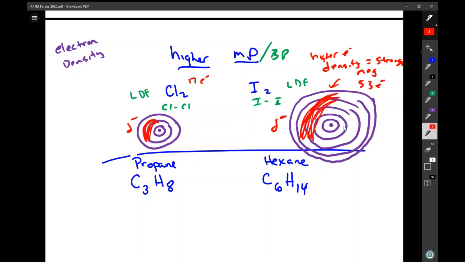So if they have the same intermolecular forces, the next step is you go by the size. But remember, the size just means greater or lesser electron density, not just because it's heavier.